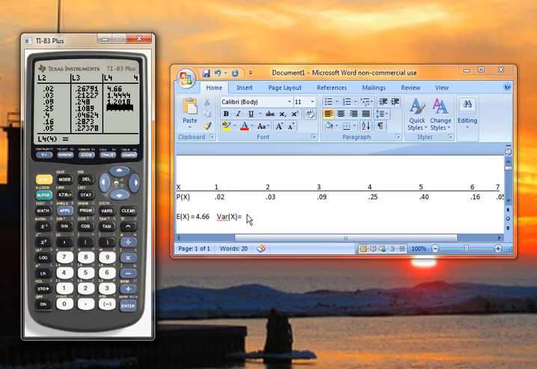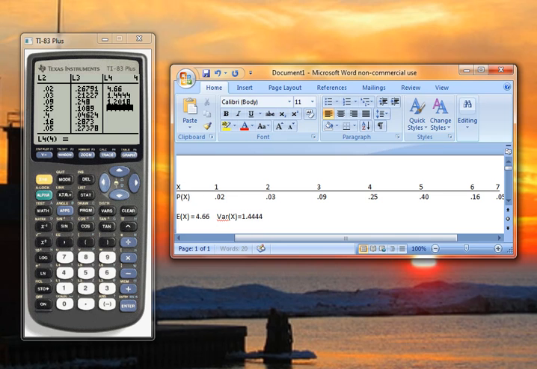So the variance is 1.444, and then the standard deviation is the one below it. I just took the square root of 1.444, and this is about 1.2018, and I think that's it.